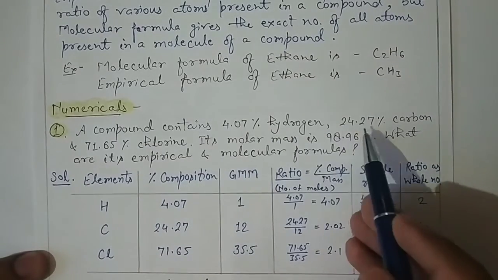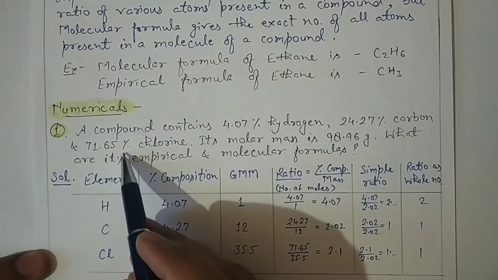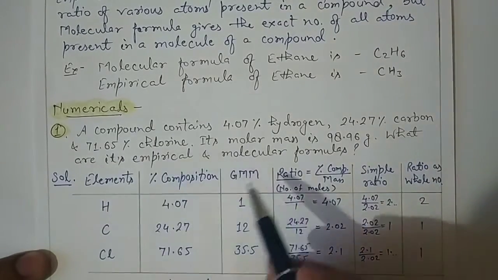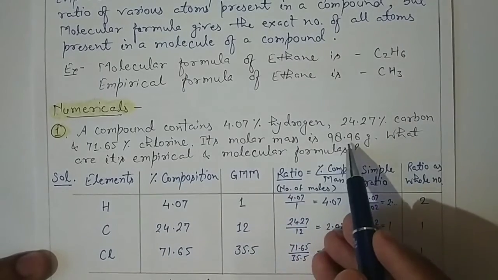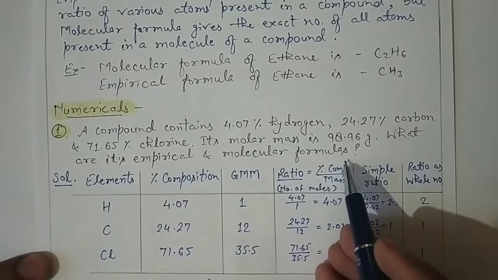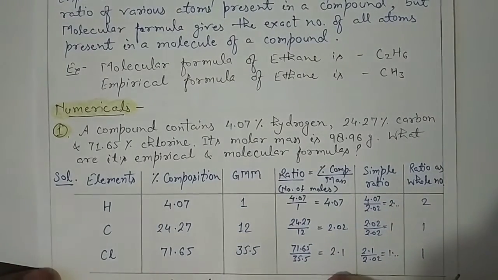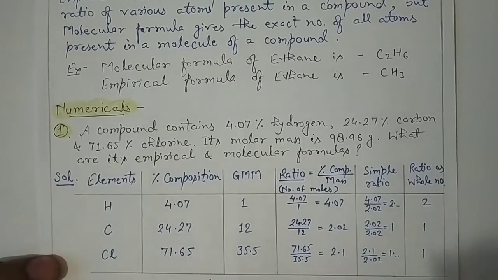4.07% of hydrogen, 24.27% of carbon and 71.67% of chlorine. Its molecular mass is 98.96 gram. What are its empirical and molecular formulas? So first of all, we should make a table like this. Okay, it will make our calculations easy and short.